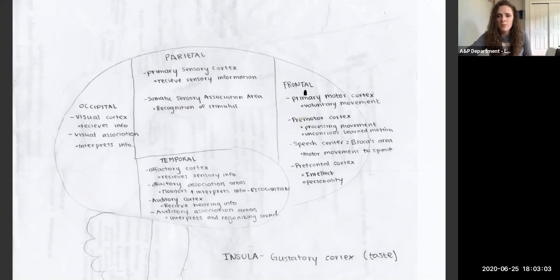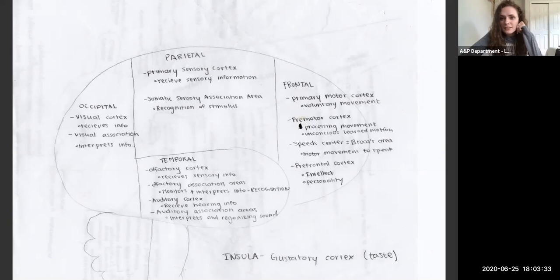So frontal is motor, parietal is sensory. Frontal, motor, parietal, sensory. So your frontal lobe is your primary motor cortex, decides what your body is going to do voluntarily. So if I were to wave my arms around, that would be my primary motor cortex from your frontal lobe that's telling me to wave my arms around because it's voluntary skeletal muscle movement.